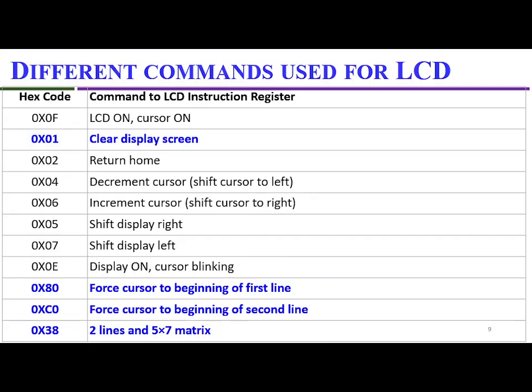Now there are a few commands which are frequently used. The first is 0x01. This is to clear the display screen. 0x80 is to force the cursor to start from the first line. This command will start the cursor from the second line, and this 0x38 will select 2 lines, and each character will have a size of 5/7 matrix.